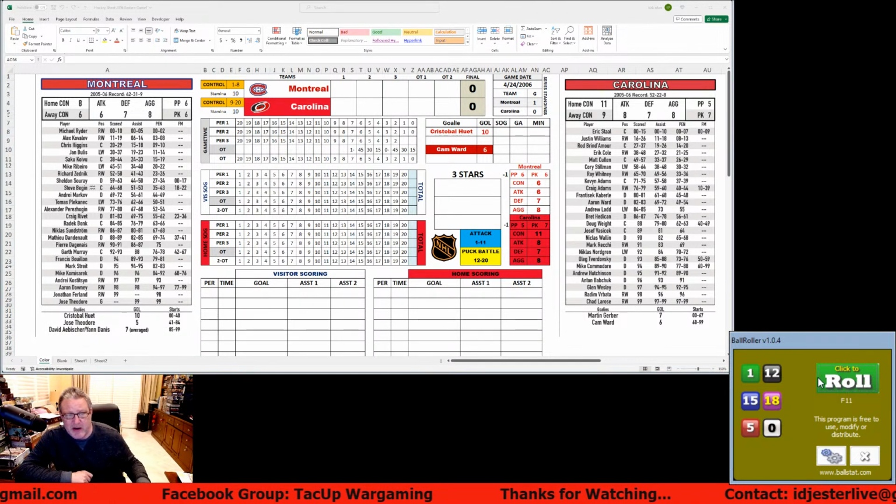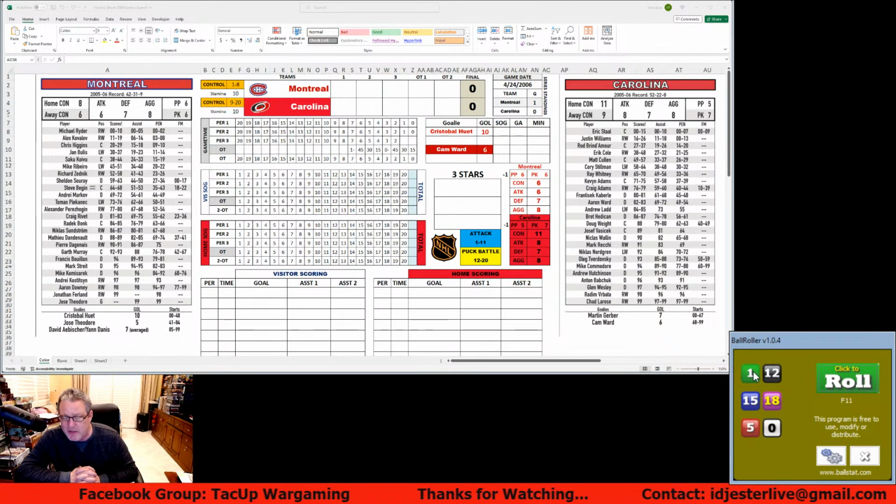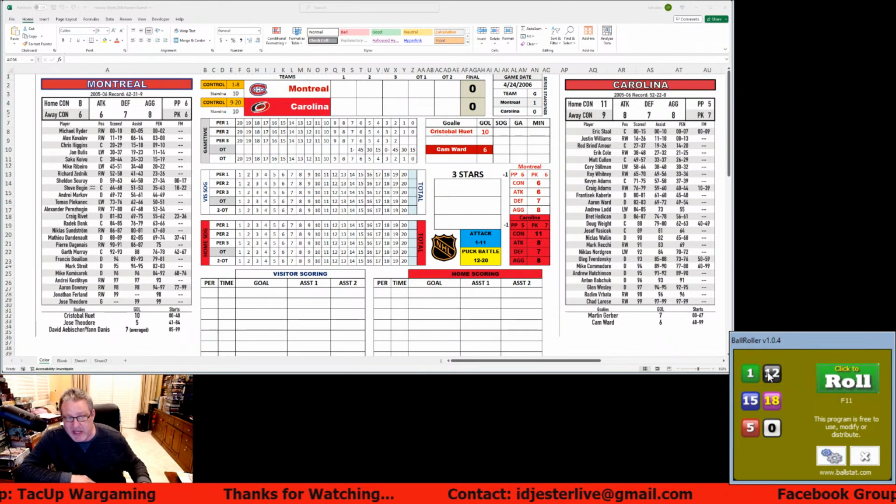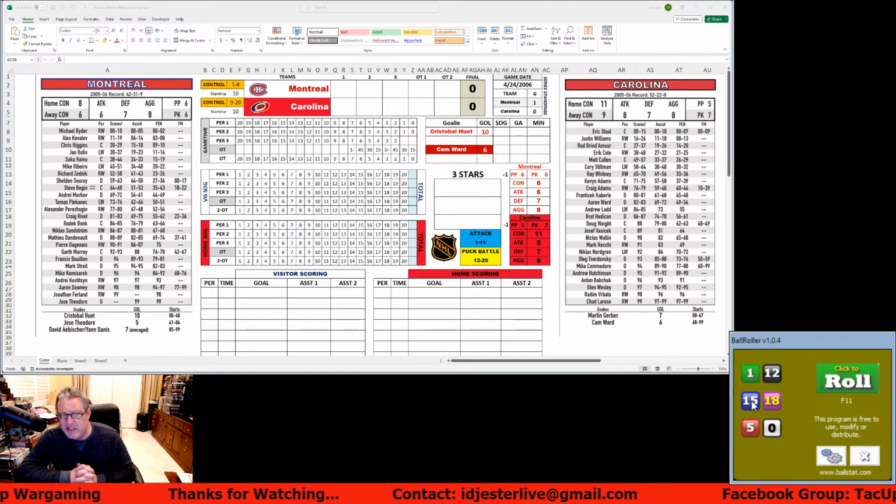So as you can see, we got our ball roller. Now I need to explain what each one of these numbers is. The green one on the top left is a 6-sided dice. That's the amount of time we're going to take off the clock. The black 12 is a 20-sided dice, and that will tell us whether it is a puck battle or an attack. If it's an attack, we'll look at the blue 15, which is a 20-sided dice, and it'll tell us if it falls in the control factor of Montreal.